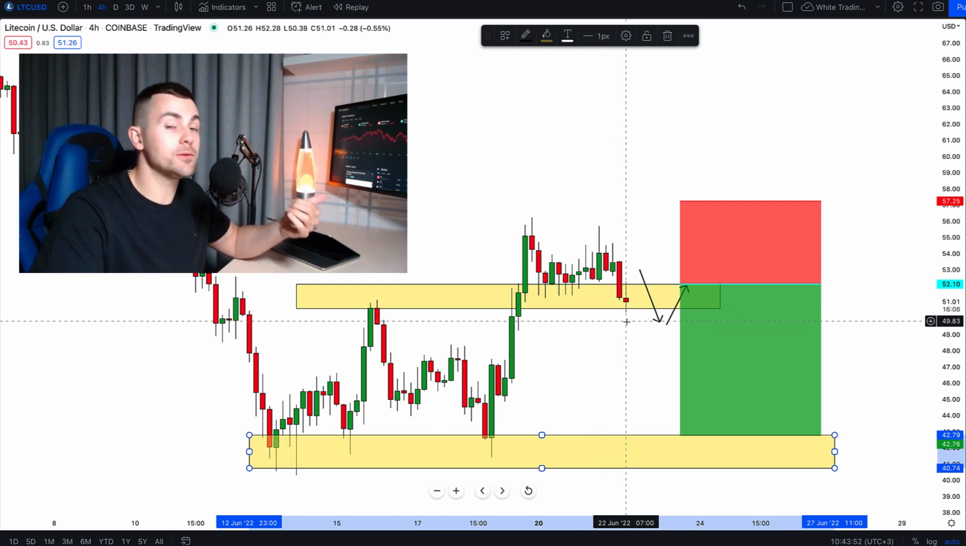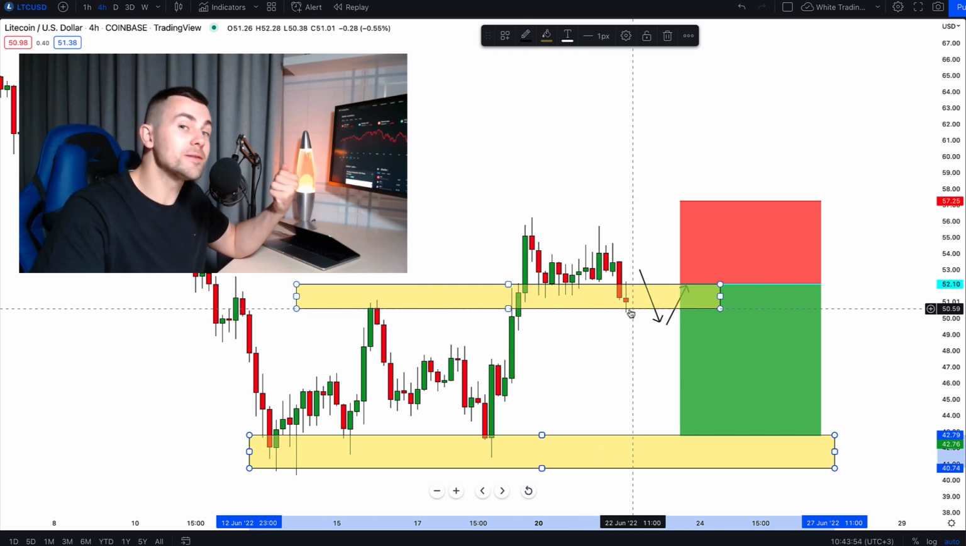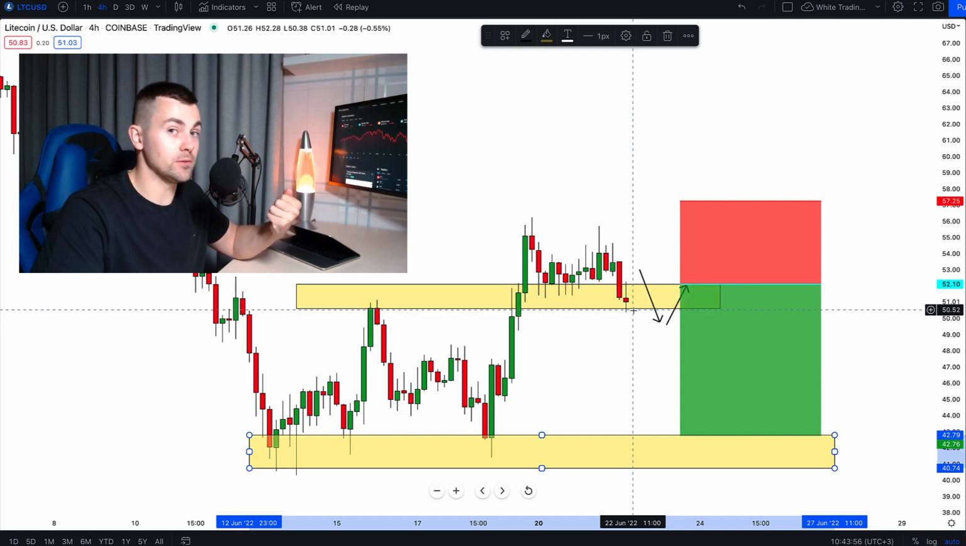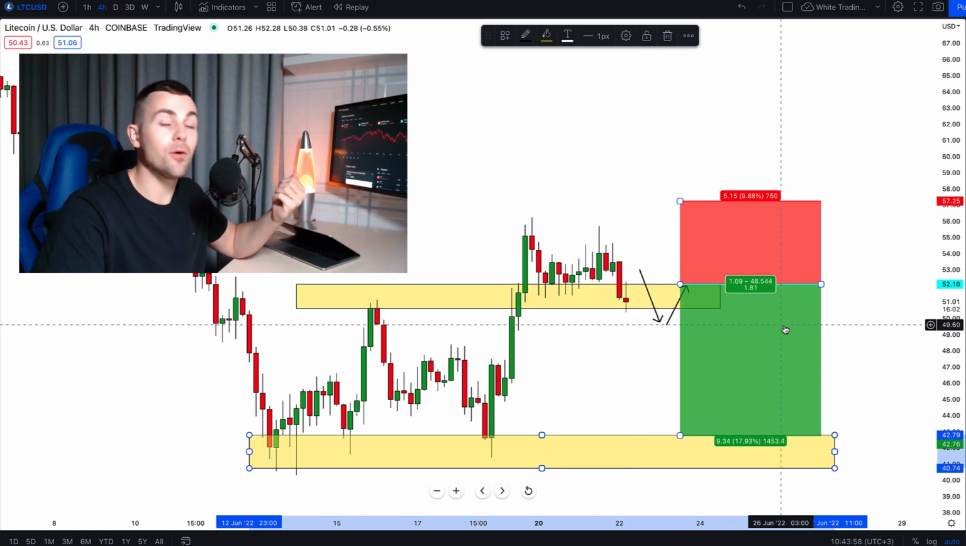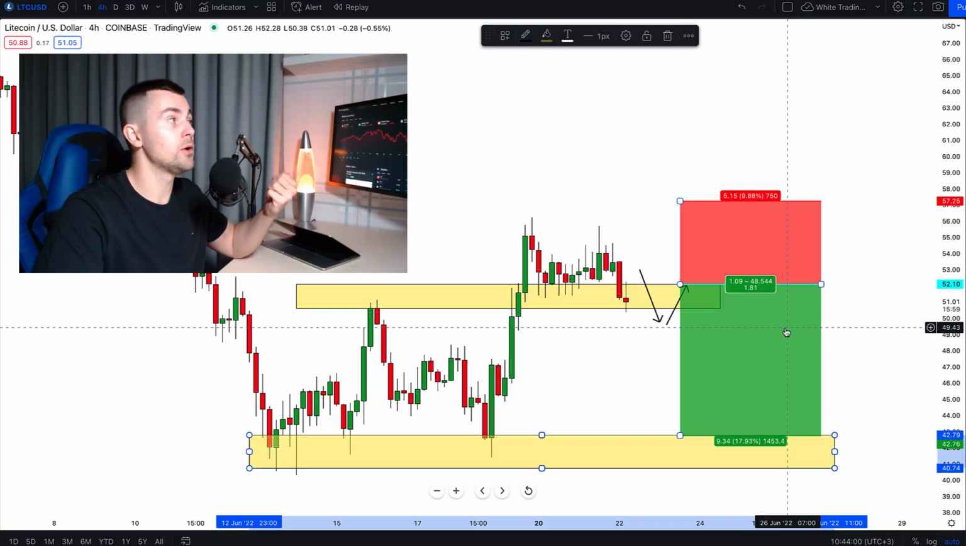Here the structure still is not broken. Here we are still waiting for our confirmation to short. So let's see how the setup will play out right here on Litecoin.